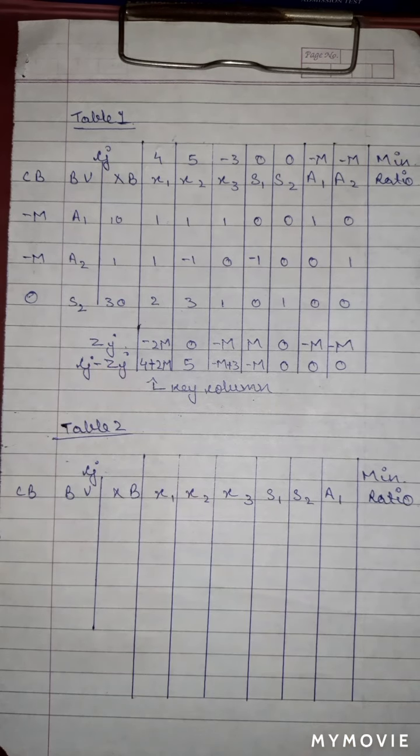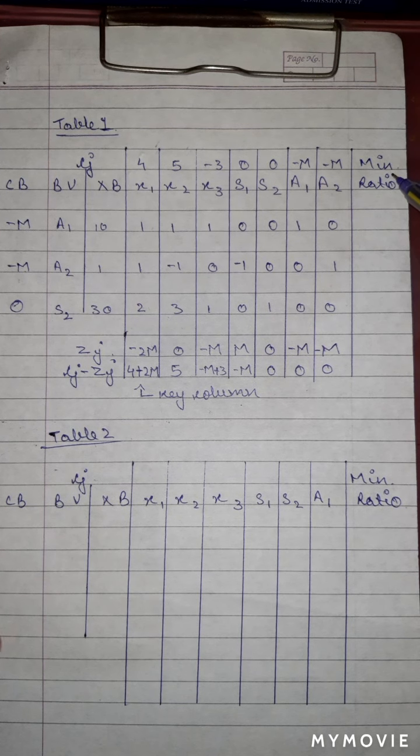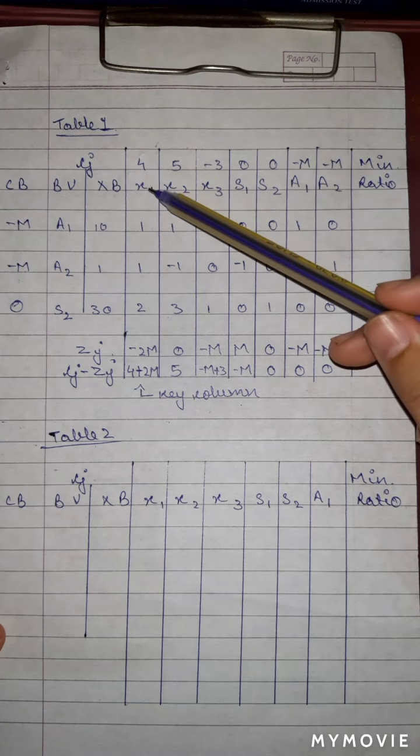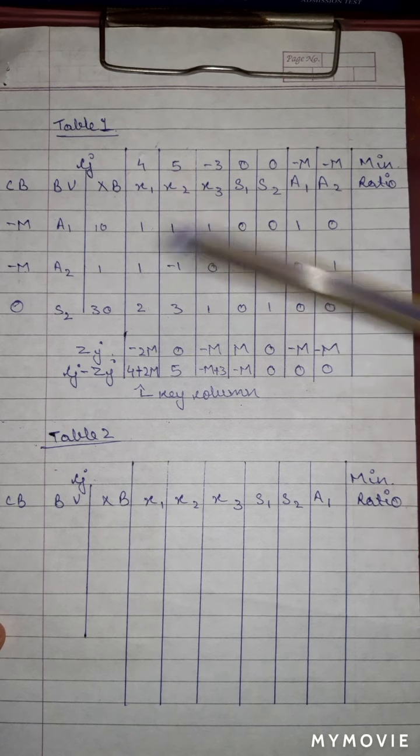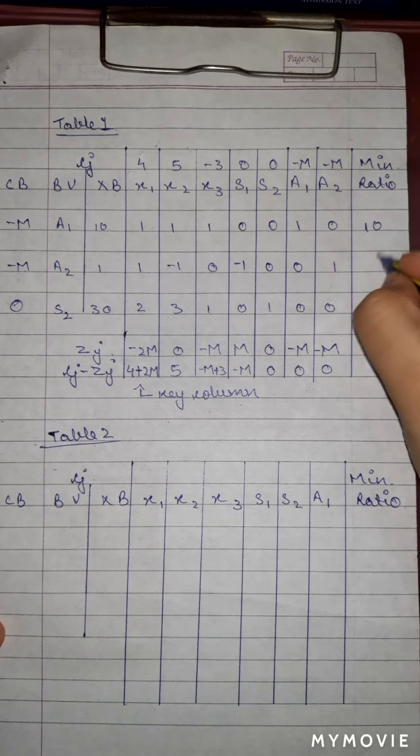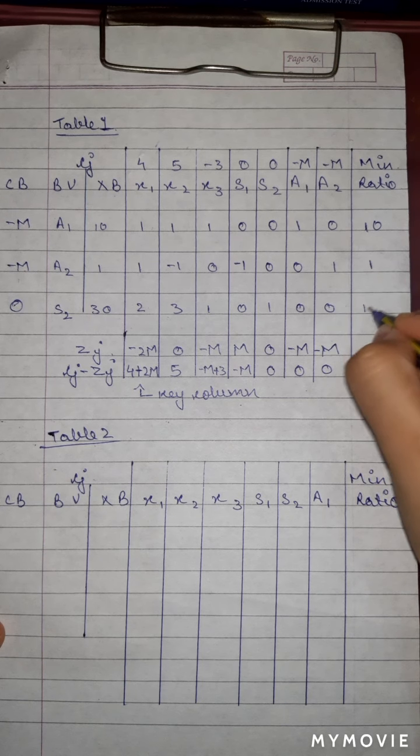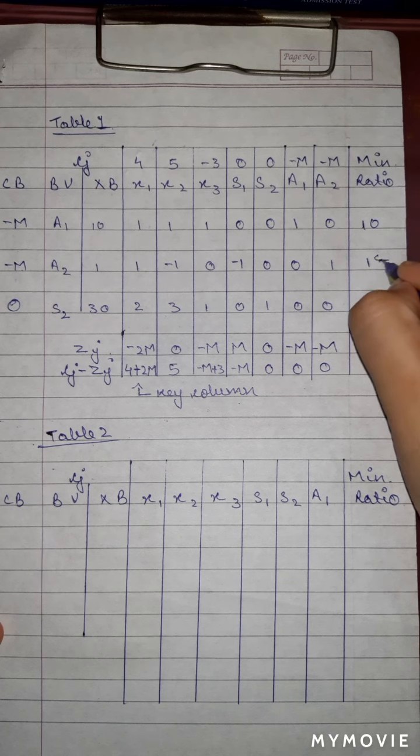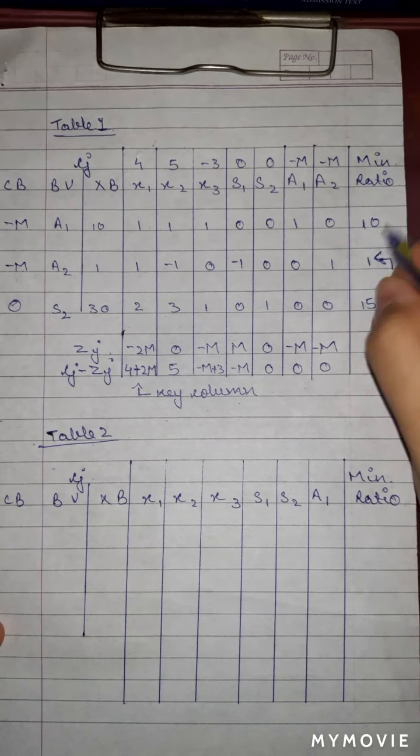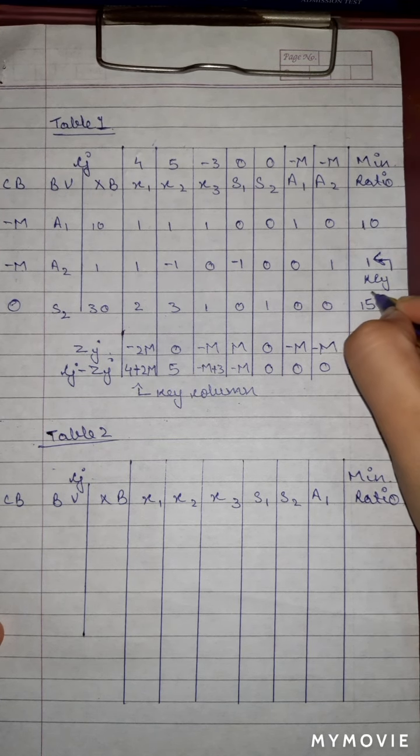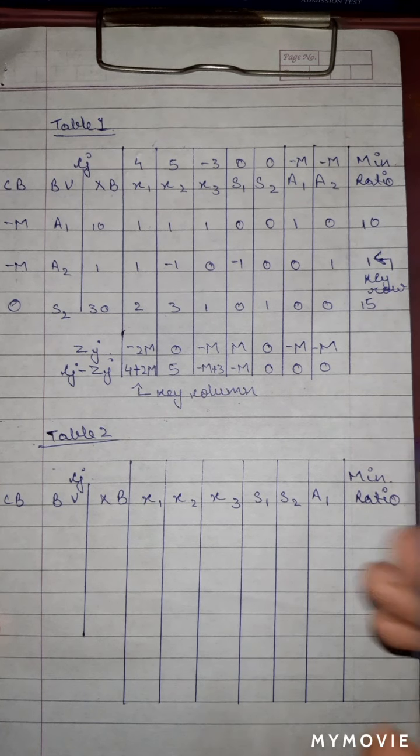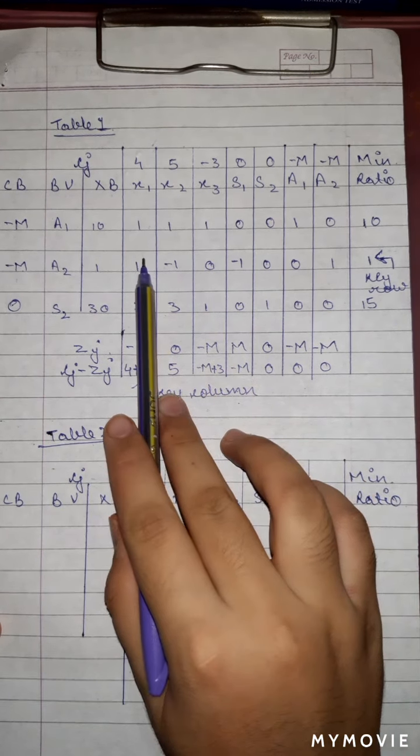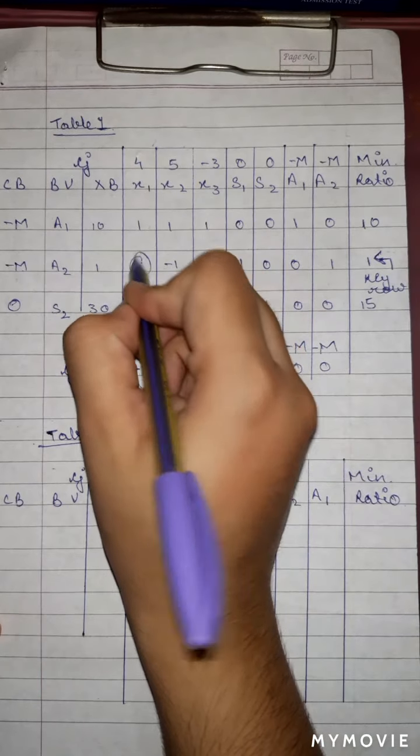This is our biggest value because M is the biggest number we have assumed. Now how to calculate the minimum ratio? It's XB divided by the key column. So it will be 10, 1, 15, and the minimum value over here is this. So this will be the key row. Now where the key column and key row are intersecting is over here.